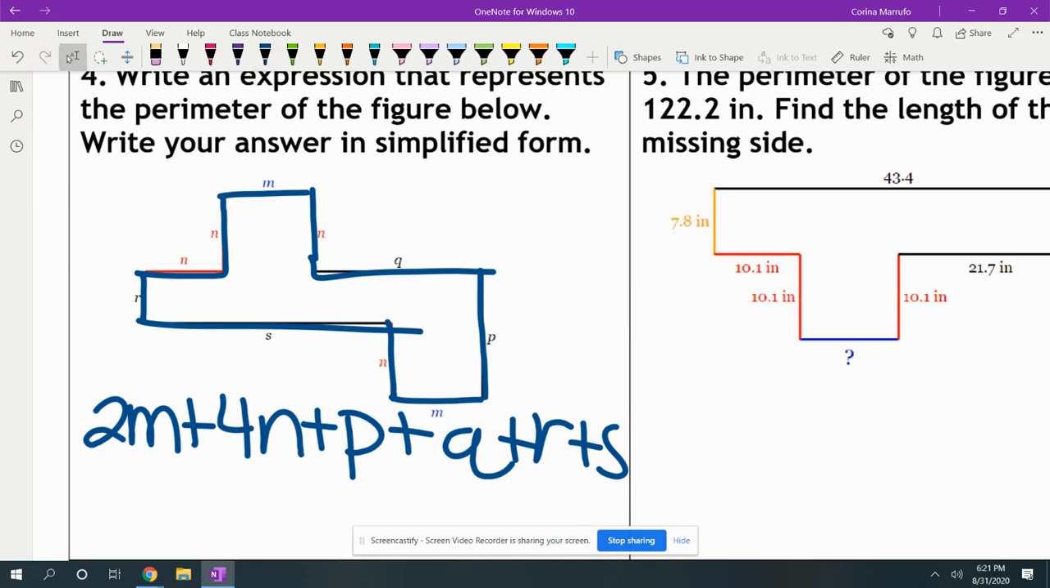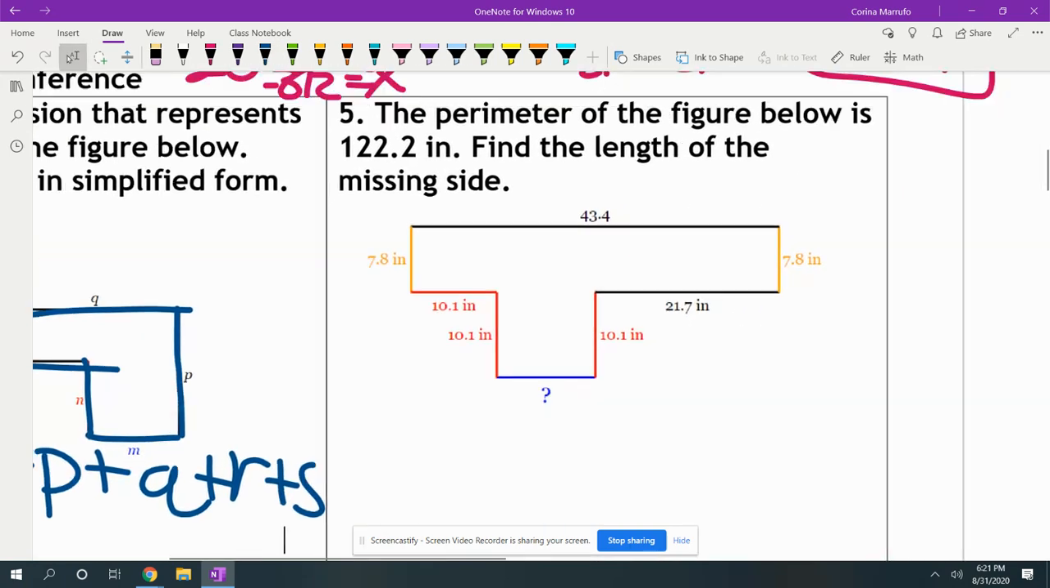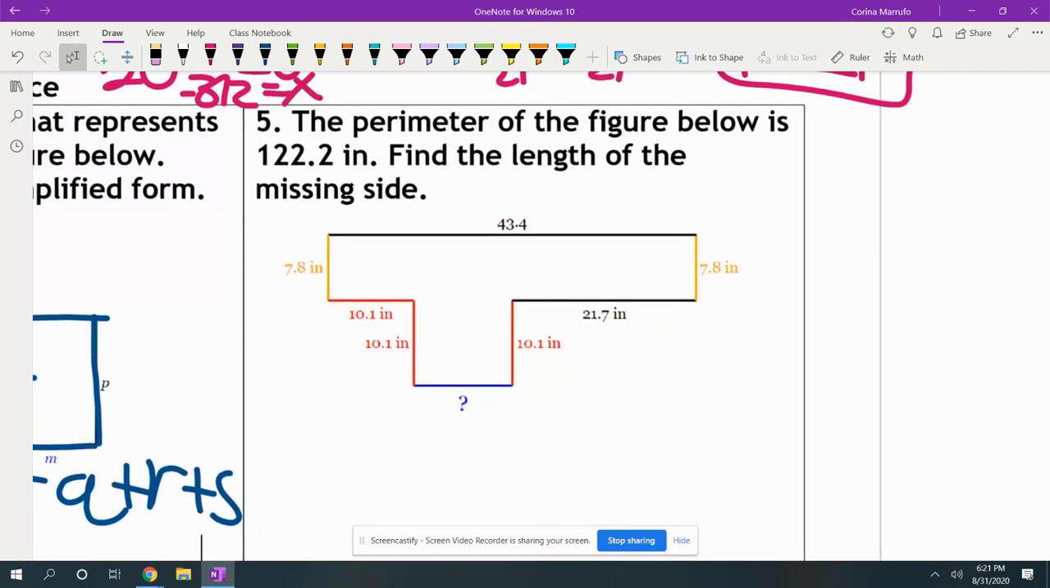All right, the next one. This one says, find the perimeter of the figure below. Or no, it's telling you the perimeter of the figure below is 122.2. Wants you to find the side length of the missing side. So for us to find the side length, we're going to have to get 122.2. And we're going to have to subtract all of the sides.